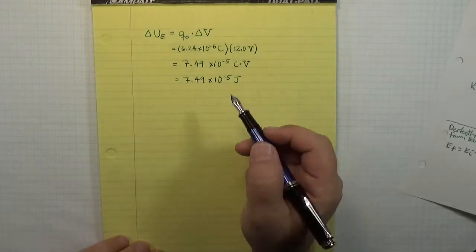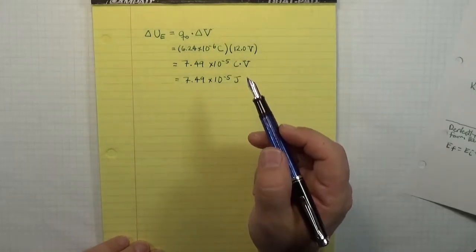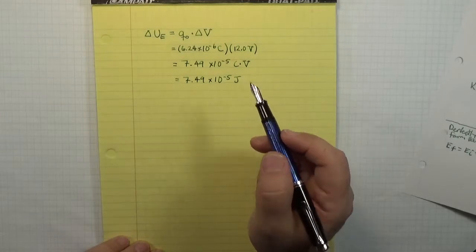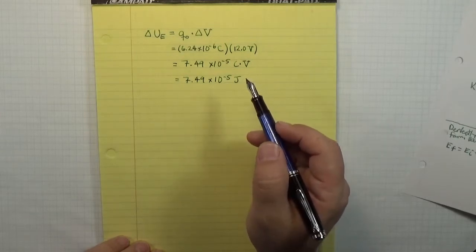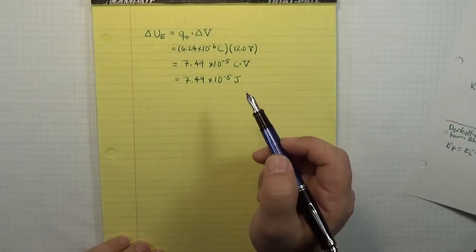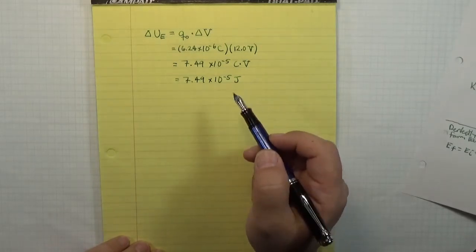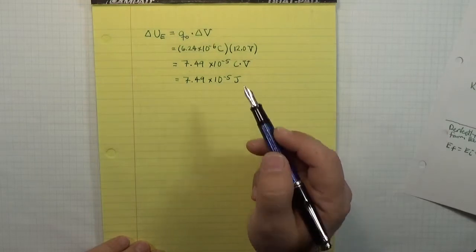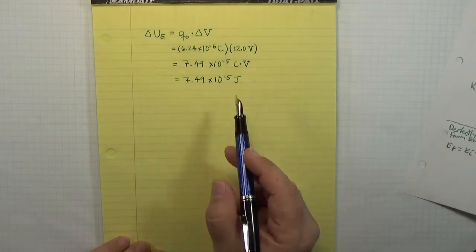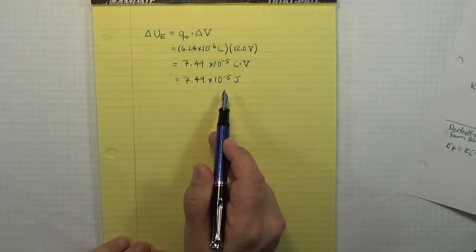Okay, now because I know that when I start at the positive plate at rest, I have no kinetic energy, and I end at the negative plate with only kinetic energy and no potential energy, I know that at the end of the problem, this potential energy that I started with is all going to be kinetic.